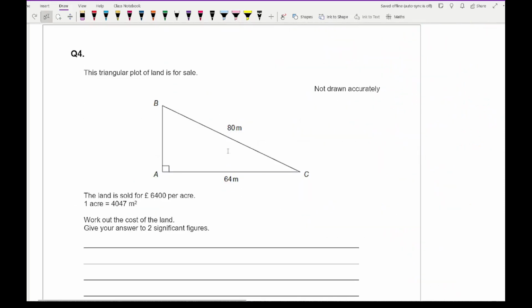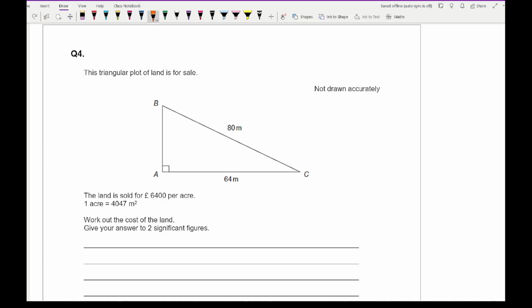Moving on to question 4, it says that this triangular plot of land is for sale. The land is sold for £6,400 per acre. 1 acre is equivalent to 4,047 metres squared. Work out the cost of land, give your answer to 2 significant figures.